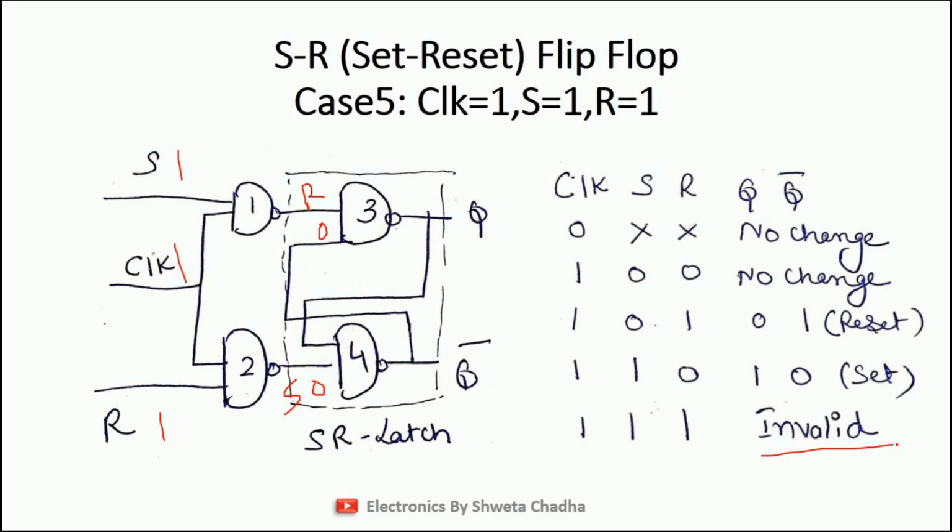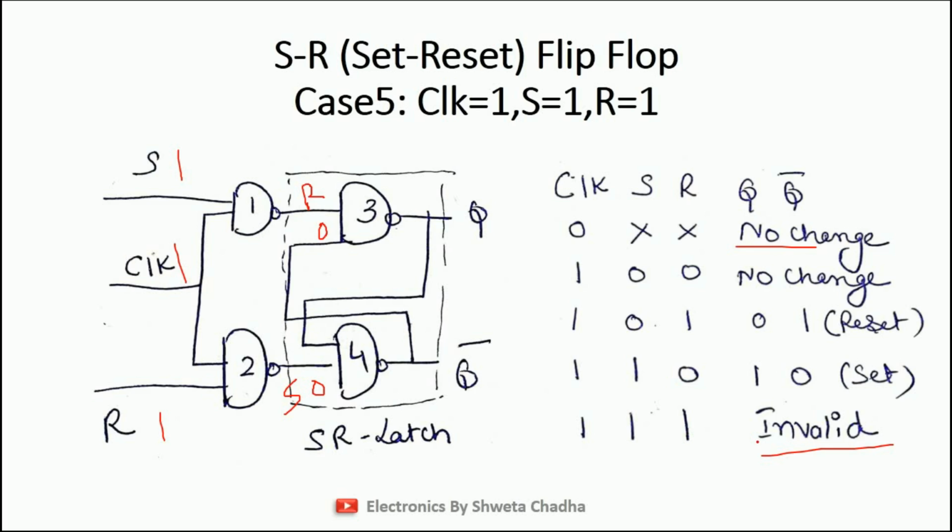Repeating the whole truth table again, when clock is 0, it doesn't matter what the value of S and R is, the output is no change. Now when we start providing the clock signal, here our SR flip-flop will start working. The first case is 0, 0, no change; 0, 1, 0, 1; 1, 0, 1, 0; and 1, 1, invalid. So this is the truth table of SR flip-flop using NAND gate.